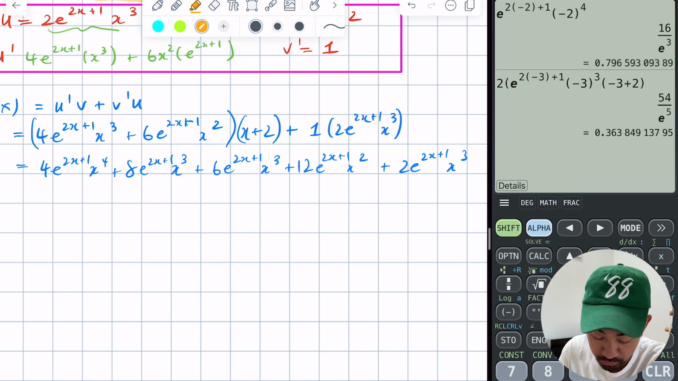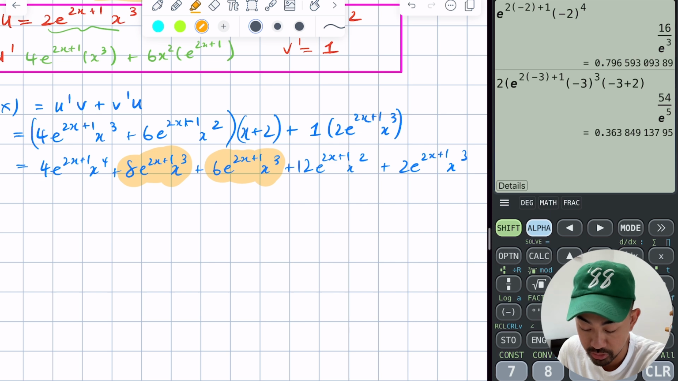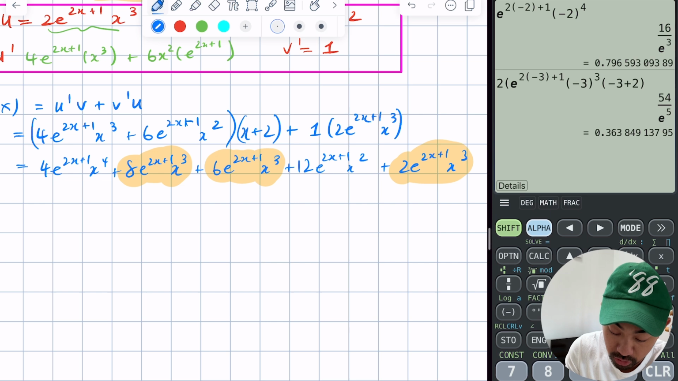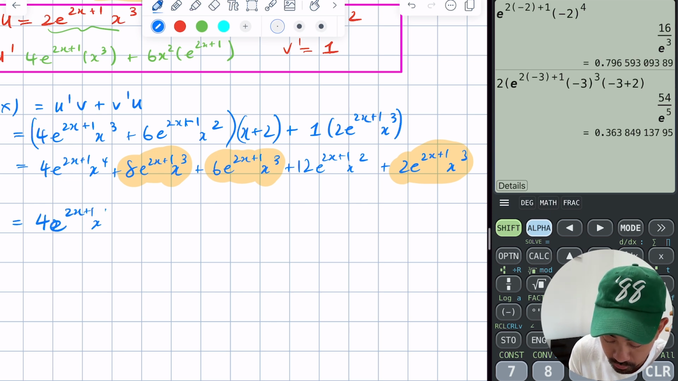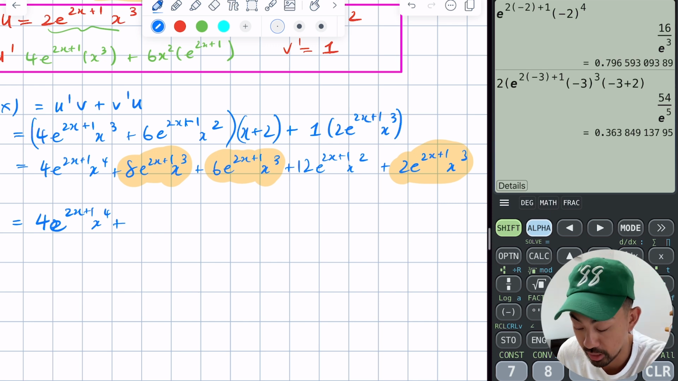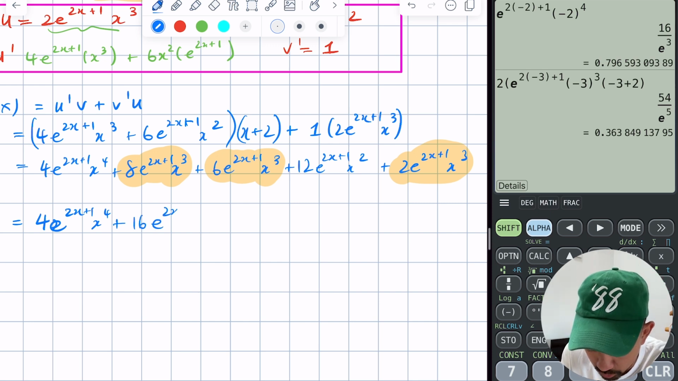So what's the first one we got? We got 4e to the power of 2x plus 1 x to the 4. So are there any other x to the 4 terms? No, it doesn't look like it. What about the next one? We've got 8e to the 2x plus 1 x cubed. Okay, so I've got an x cubed term here, I've got an x cubed term there, and I've also got an e to the 2x plus 1, so they must be like terms. And then back here, I've got another x cubed. So bringing those ones together, let's just leave this at the front first. 4e^(2x+1) x to the 4 plus, okay, so 8 plus 4 is 14 plus 2 is 16 e to the 2x plus 1 x cubed. And then we're going to have left over 12e^(2x+1) x squared.